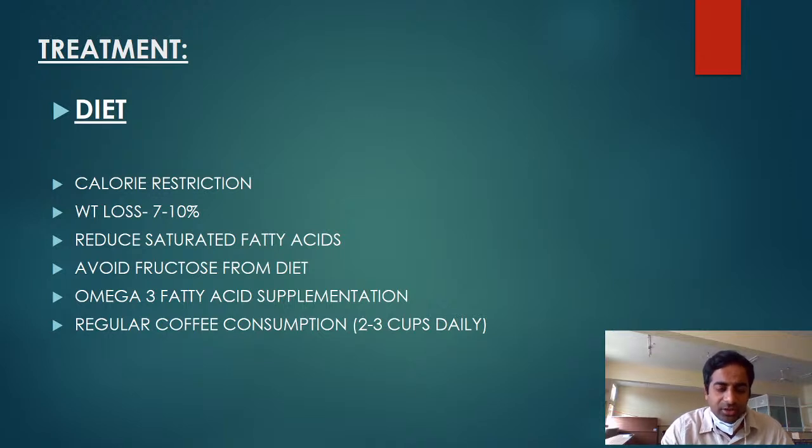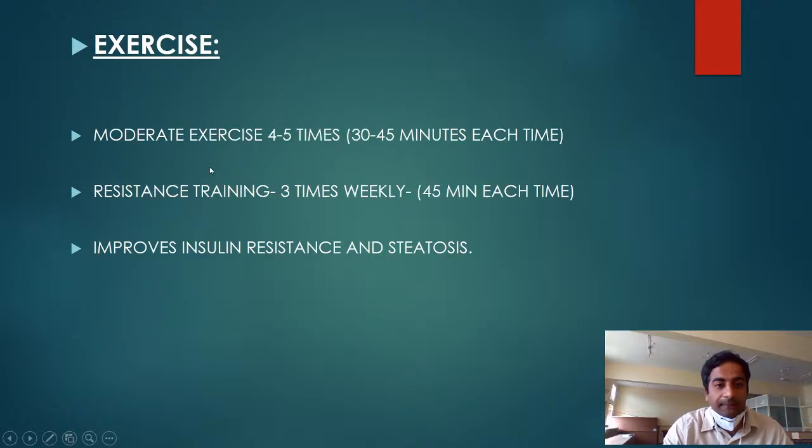You have to restrict your calorie intake. You have to target weight loss of at least 7 to 10%, and you reduce saturated fatty acids, most important. So avoid fructose, reduce fatty acids, and fructose has to be omitted from the diet. Omega-3 fatty acid supplementation has also shown good results. And regular coffee consumption, around 2 to 3 cups, has recently been shown to increase the basal metabolic rate, and it has shown good results for non-alcoholic fatty liver disease. Most important, regular exercise, regular activity to burn calories.